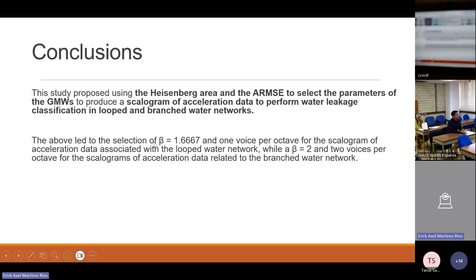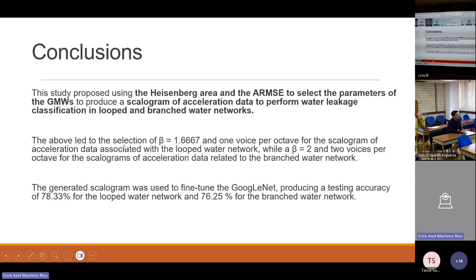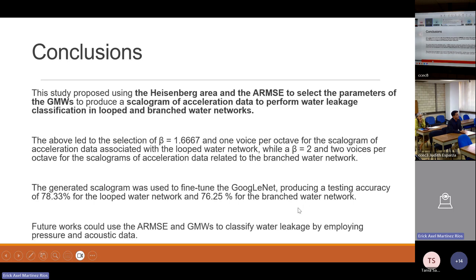The above led us to select a beta equal to 1.61 and 1 voice per octave for the scalogram of the acceleration data associated with the loop water network, while a beta equal to 2 and 2 voices per octave were selected for the scalograms of acceleration data related to the branch water network. The generated scalograms were used to fine-tune GoogLeNet, producing a testing accuracy of 78.33% for the loop water network and 76.25% for the branch water network.